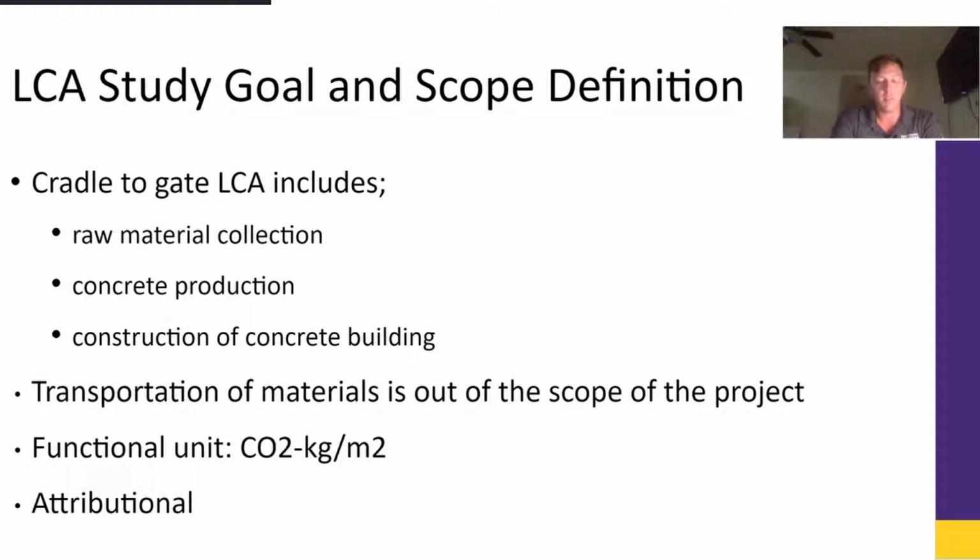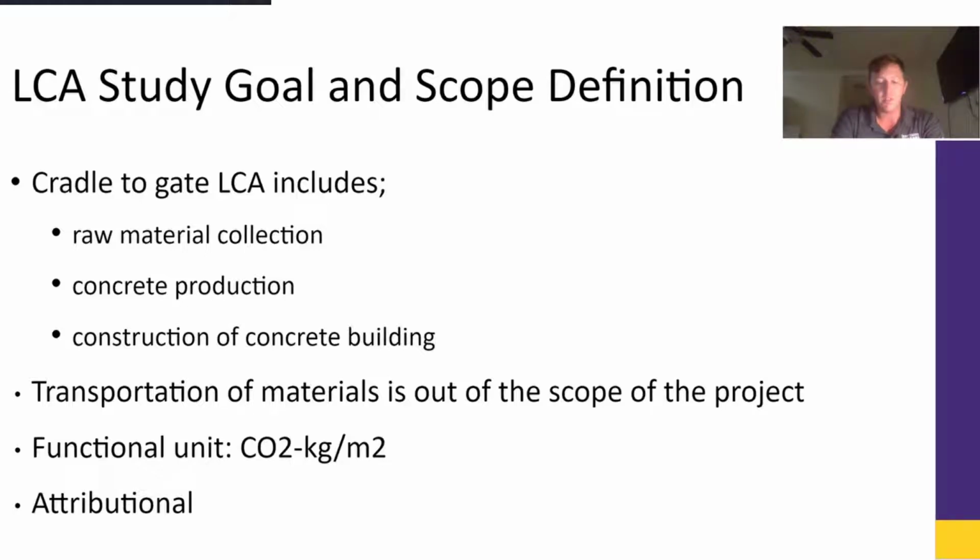This study was done by conducting an attributional cradle-to-gate life cycle assessment that includes extraction of the raw materials to create the concrete, the production of concrete used for construction, and the construction of the concrete building. Transportation was determined to be outside the scope of this life cycle assessment and was excluded from the project. Each of these phases were analyzed to determine what each phase contributed to the overall impact the construction of these buildings has on the environment.